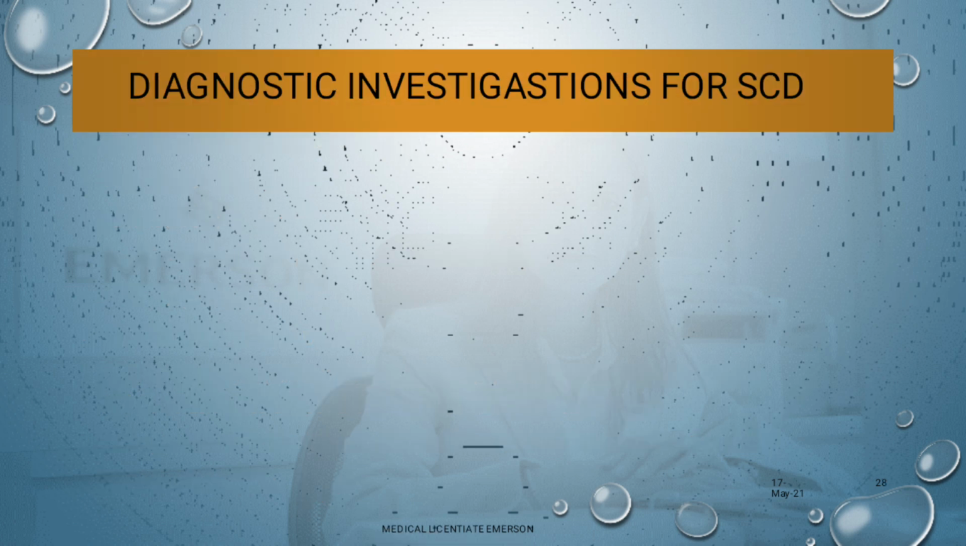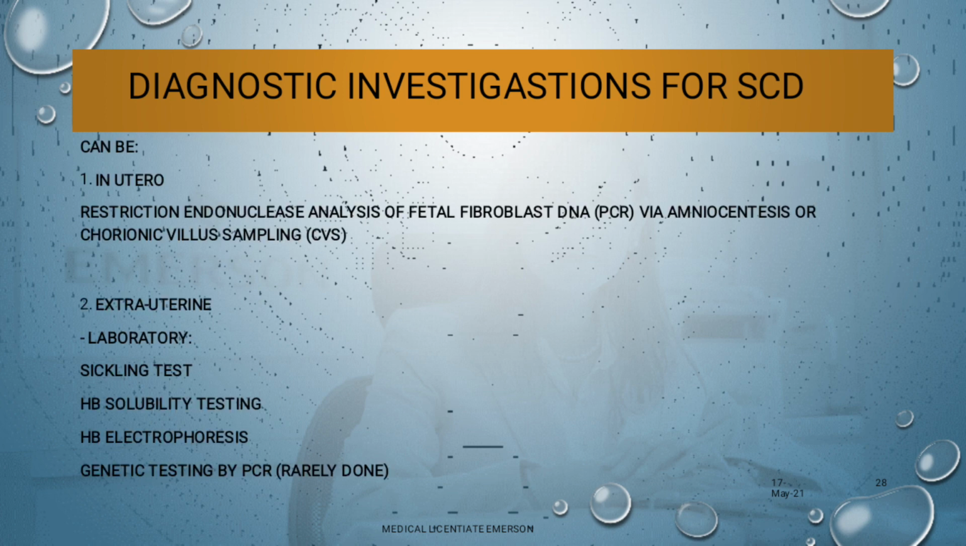Then in terms of diagnostic investigations, it can be done in utero, where we have restriction endonuclease analysis of fetal fibroblast DNA, which is a PCR, via amniocentesis or chorionic villi sampling. Then we can have extrauterine, where we have laboratory, and under laboratory, we can have a sickling test, HB solubility testing, HB electrophoresis, and genetic testing by PCR, which is rarely done.